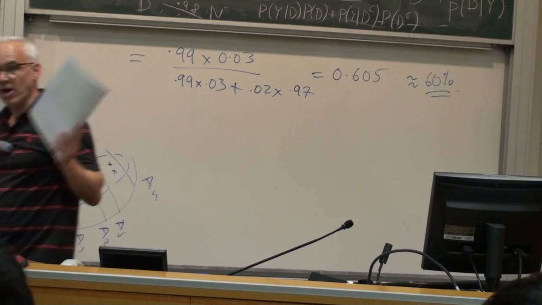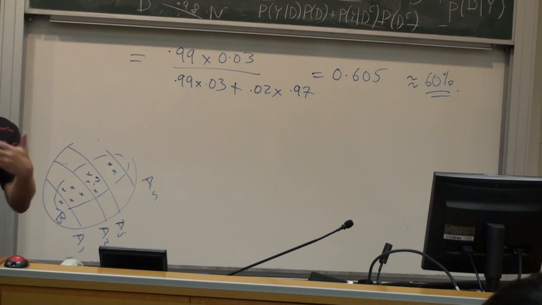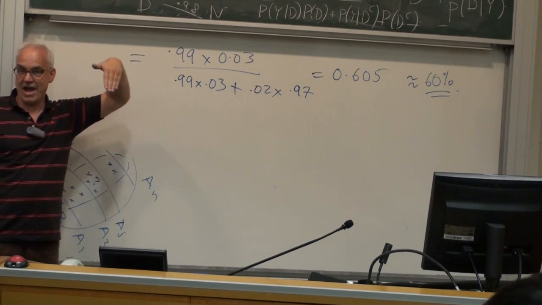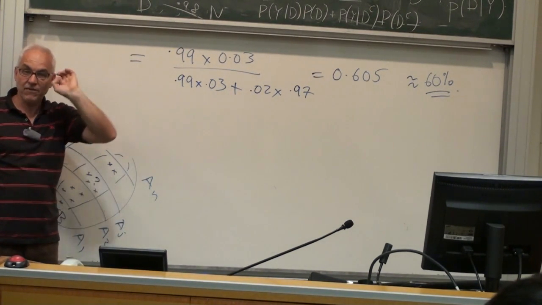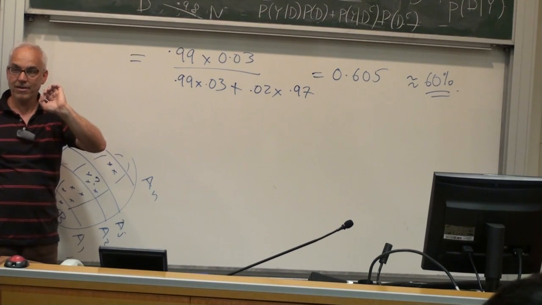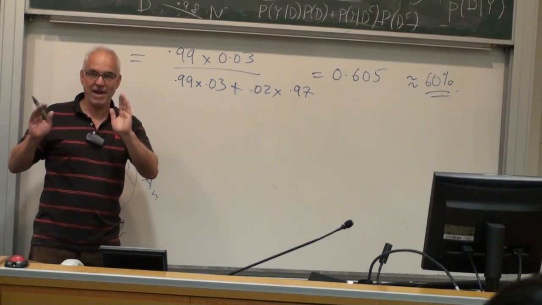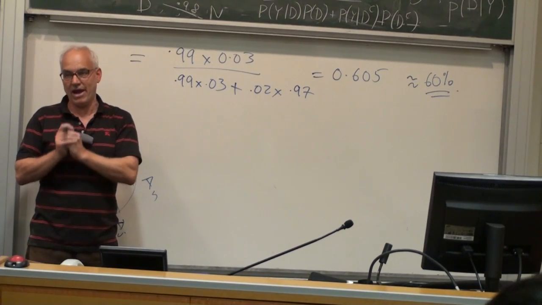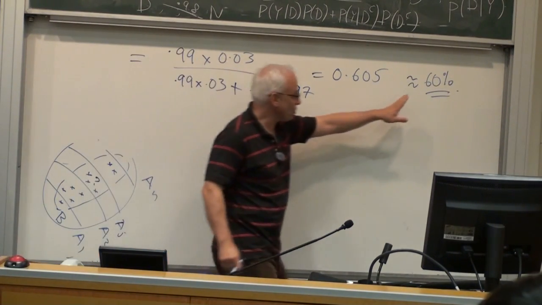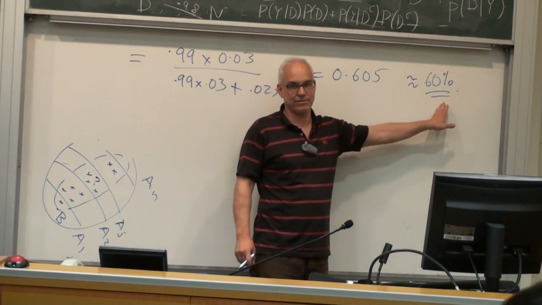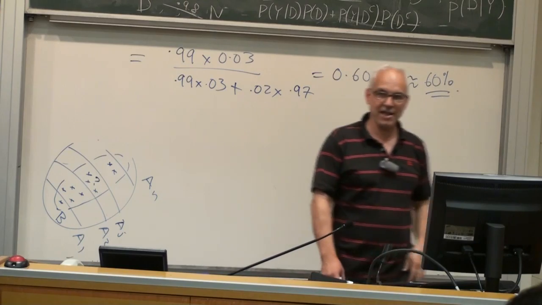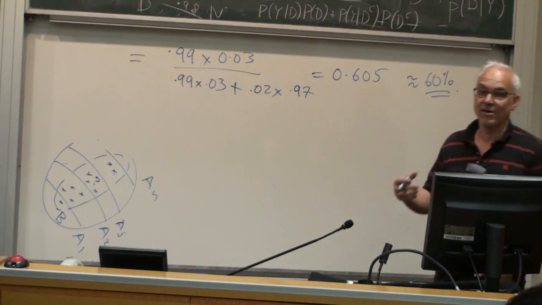So even though the test is relatively accurate, the fact that there's such a lot of people who don't have the disease skews the probabilities. So even if you score positive, Bayes' rule is telling you that you don't need to panic entirely. There's a good chance that there's some error in the test. Your total chance of having the disease is actually still only 60% at this point.